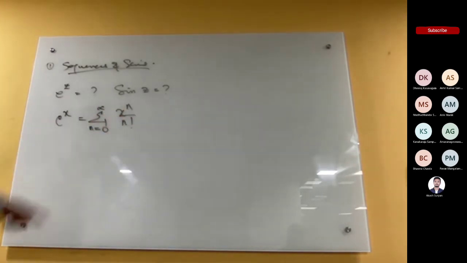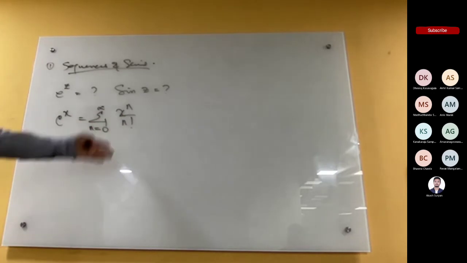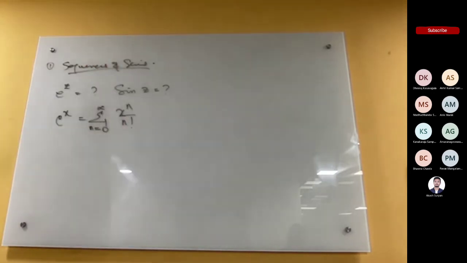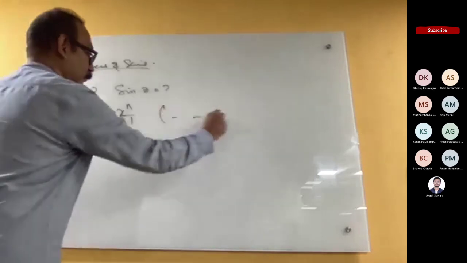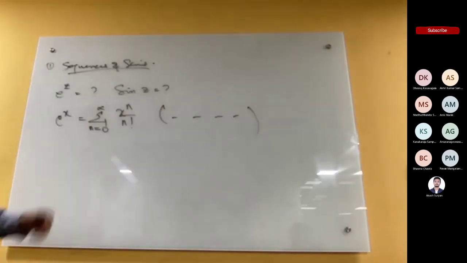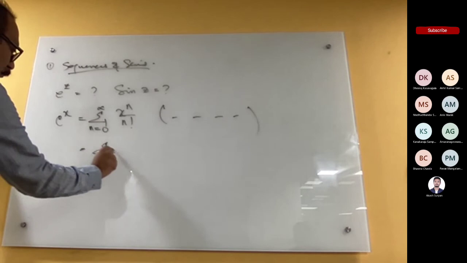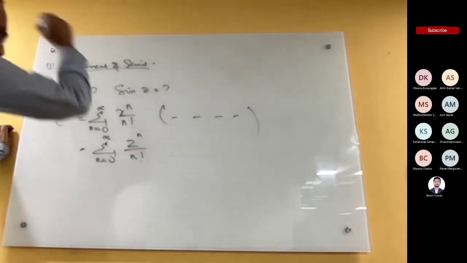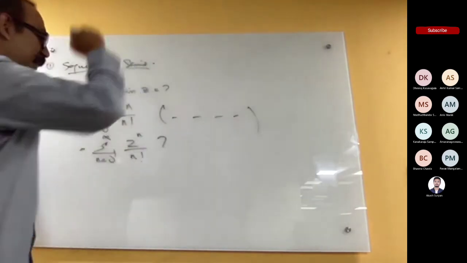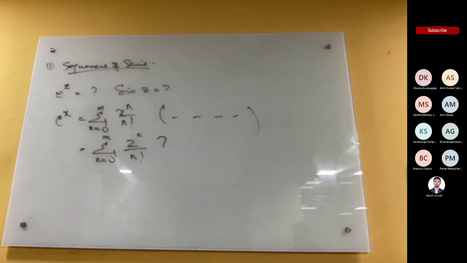I won't derive this. I hope you remember this. This is how you can write exponentials. E power x, Euler's number to the power x, can be written as a Taylor series expansion, an infinite series of x power n by n factorial. So what does this mean? Now, instead of x, I can just put z. Very simply, I just replace x with z.